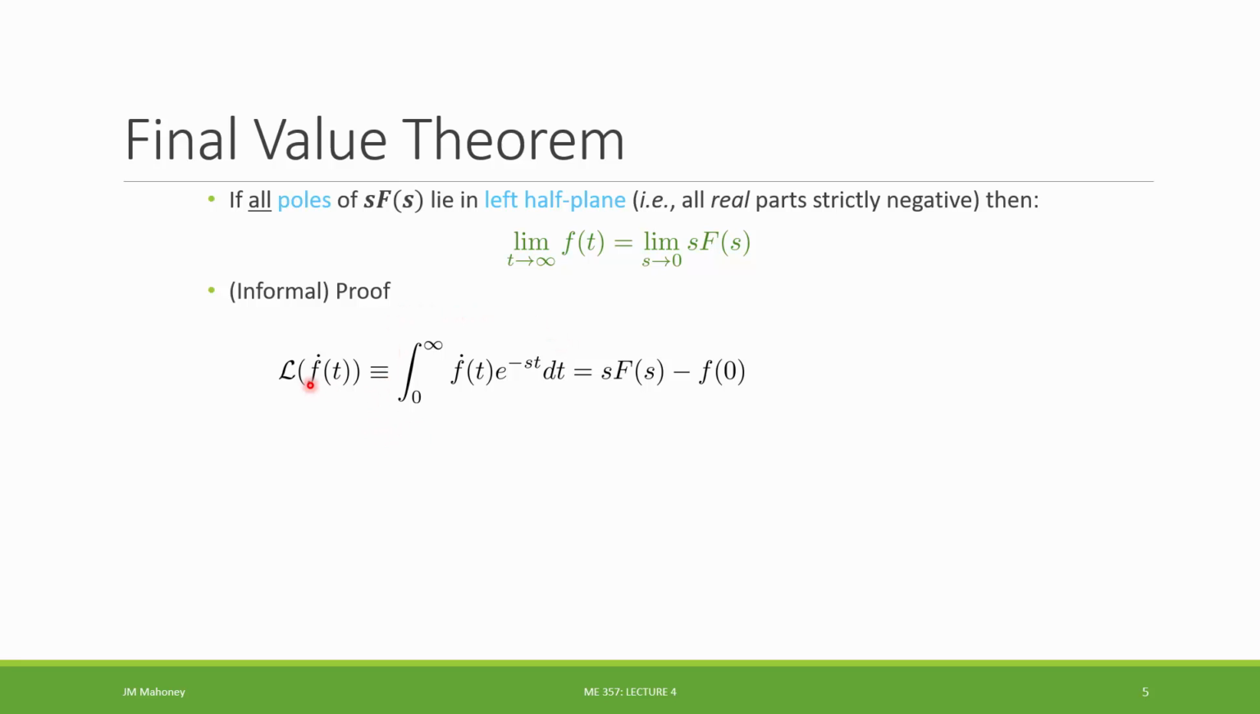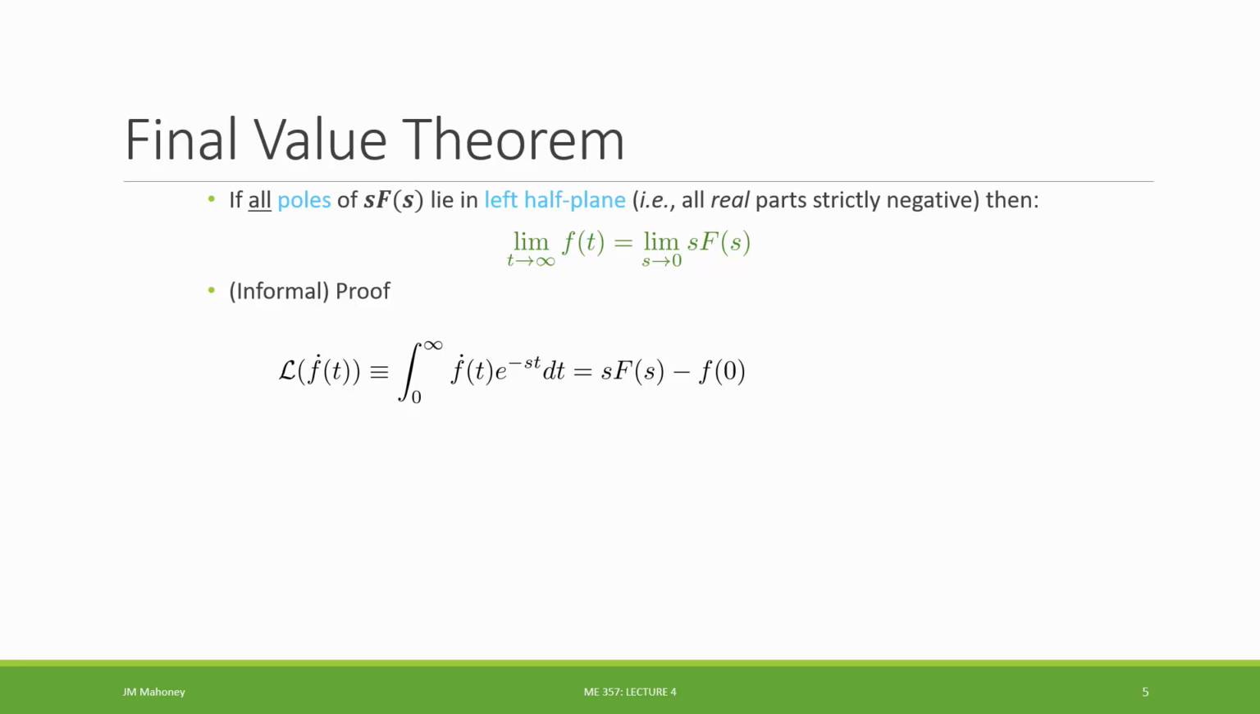I take the thing inside the Laplace transform, multiply it by e to the negative st, and integrate it from 0 to infinity. That's the literal definition of what the Laplace transform does. And I know from the Laplace transform table that the Laplace transform of f dot of t is going to be s times big F of s minus f of 0. That is going to be the case for the derivative of any dependent variable. That's what we have from the Laplace transform table.